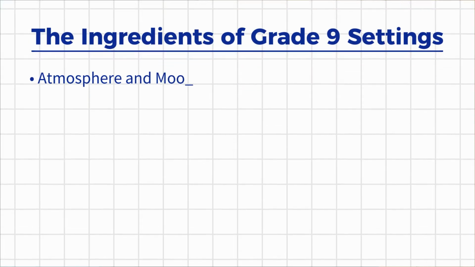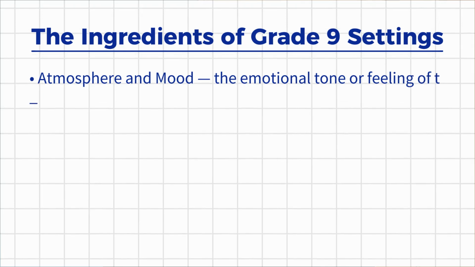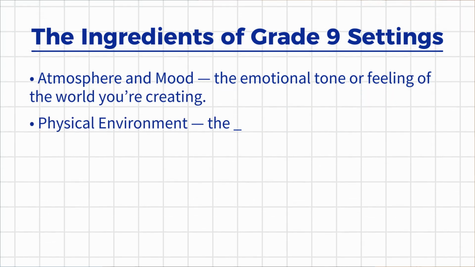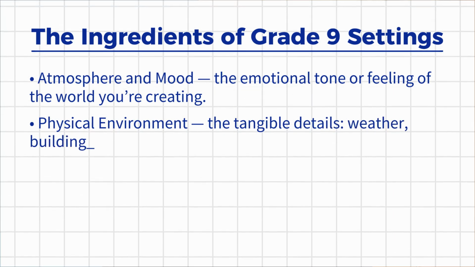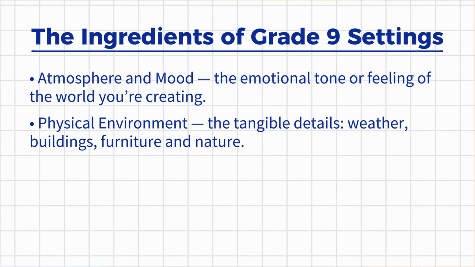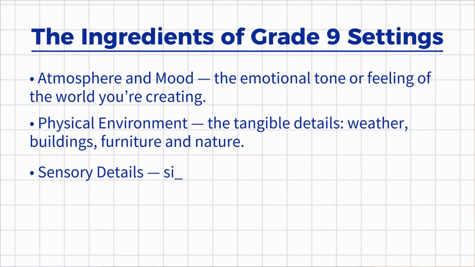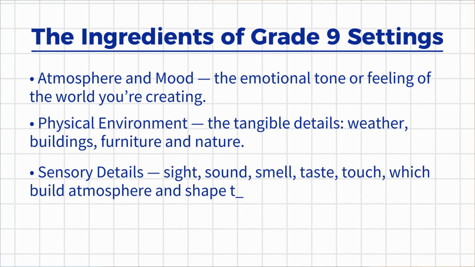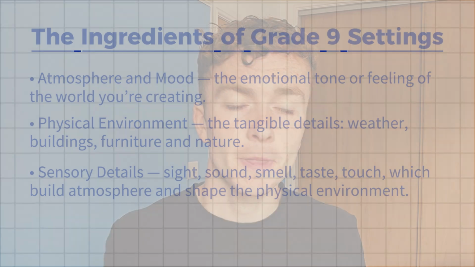Atmosphere and mood, which is the emotional tone or feeling of the world you're creating. The physical environment, which is the tangible details like weather and buildings and furniture and nature. And we have sensory details like sight, sound, smell, taste, and touch, where we build atmosphere and shape the physical environment. And these features are not random. They work together to create something vivid and meaningful. Let's break each of them down now and have a look at some famous examples.